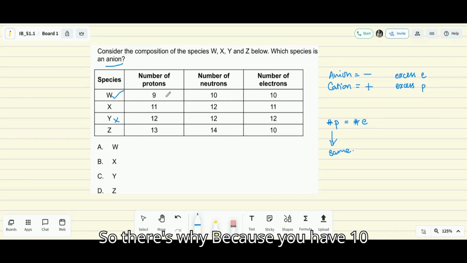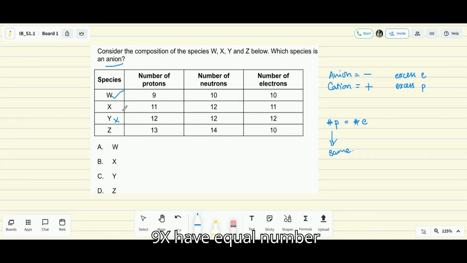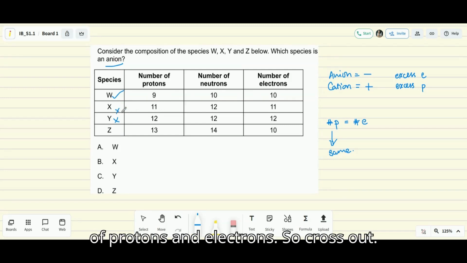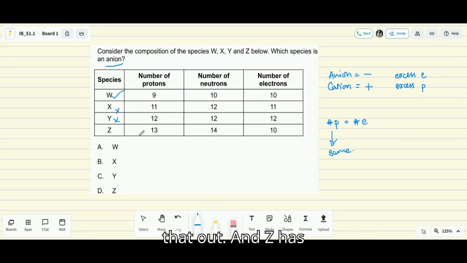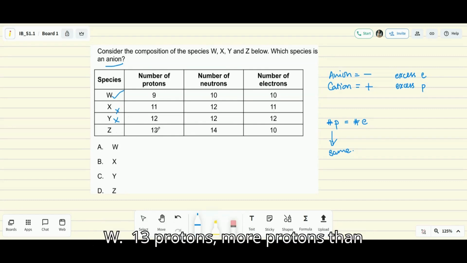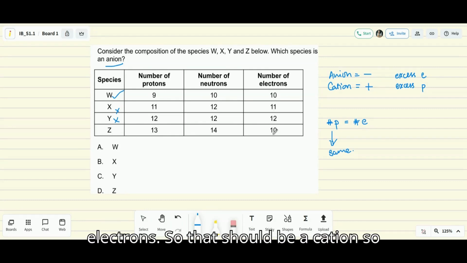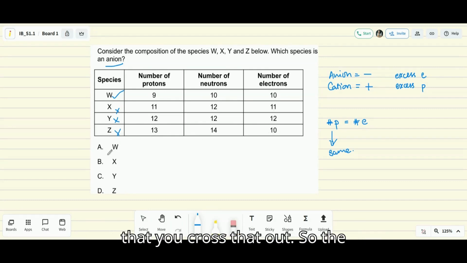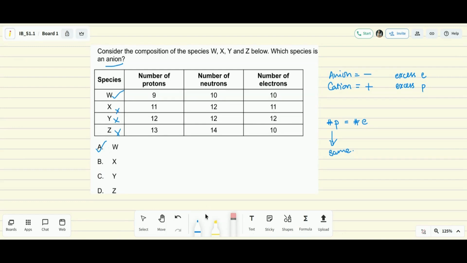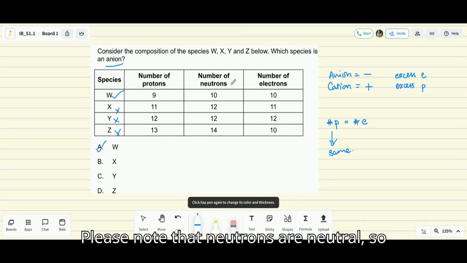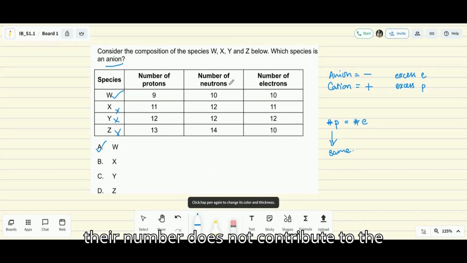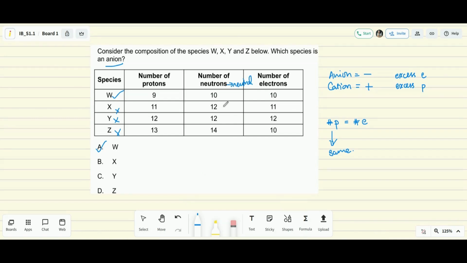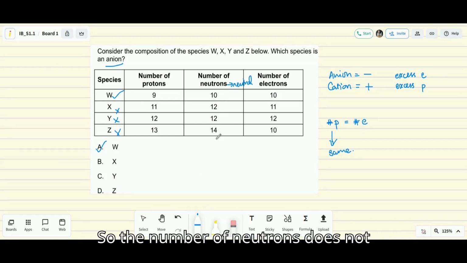So there's Y because you have 10 electrons but fewer protons, that's 9. X has an equal number of protons and electrons, so cross that out. And Z has 13 protons, more protons than electrons, so that should be a cation, so you cross that out. So the right choice is A, W. Please note that neutrons are neutral, so their number does not contribute to the charge of the atom. So the number of neutrons does not matter.